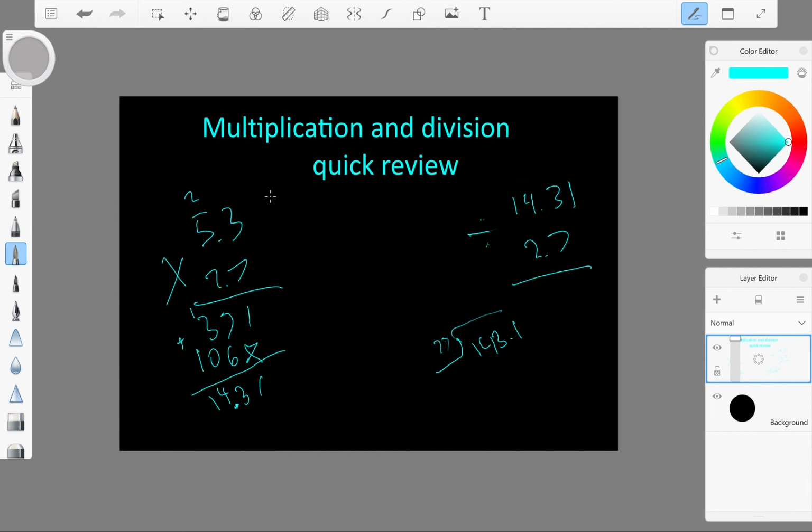Now you look at how many times 27 can go into 143. Let's go ahead and check. I can't math. Okay, 81 plus 27 is 108. And we can add one more 27. So 108 plus 27 is going to leave us with 135.